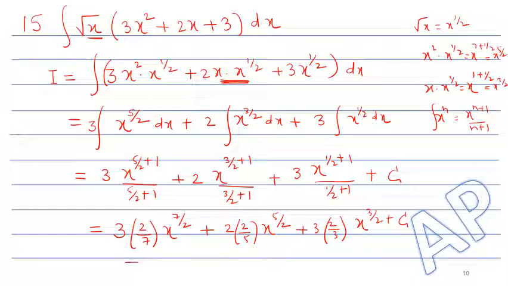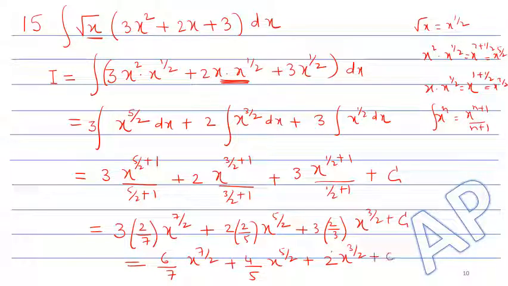So let us simplify and write final answer. 3 2s are 6 by 7 x to the power of 7 by 2 plus 4 by 5 x to the power of 5 by 2 plus 3 cancel ಆಗುತ್ತೆ. 2 into x to the power of 3 by 2 plus c. This is the required answer. 6 by 7 x to the power of 7 by 2, 4 by 5 x to the power of 5 by 2, 2 into x to the power of 3 by 2 plus c.